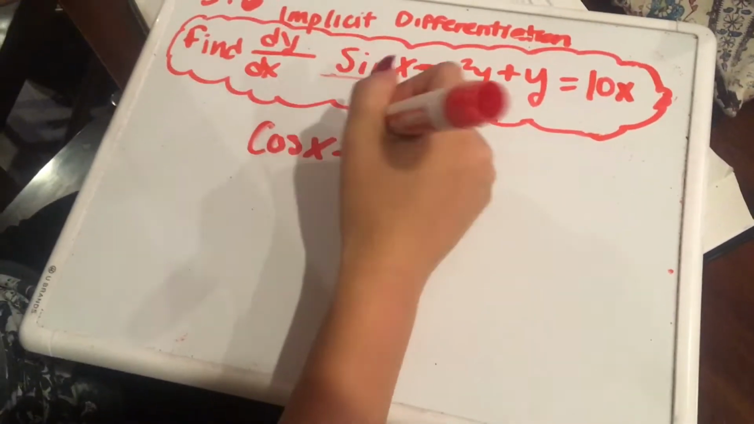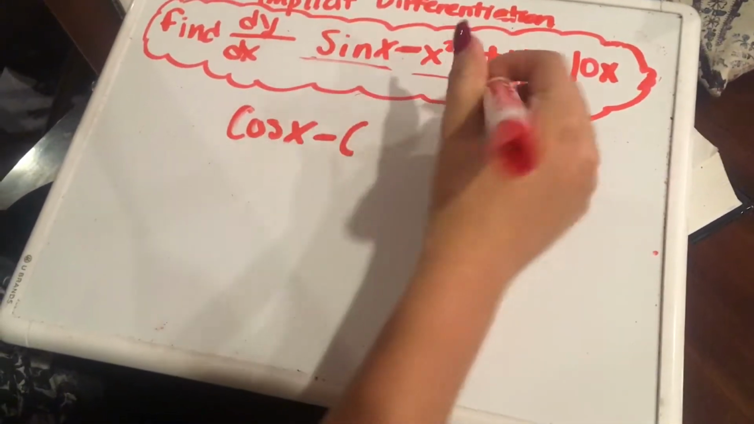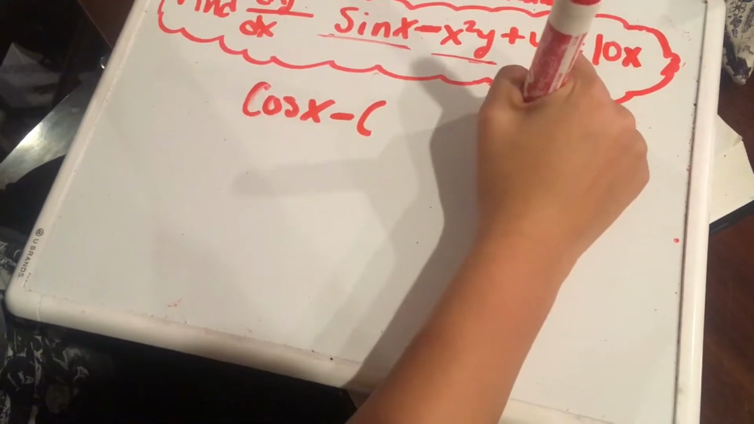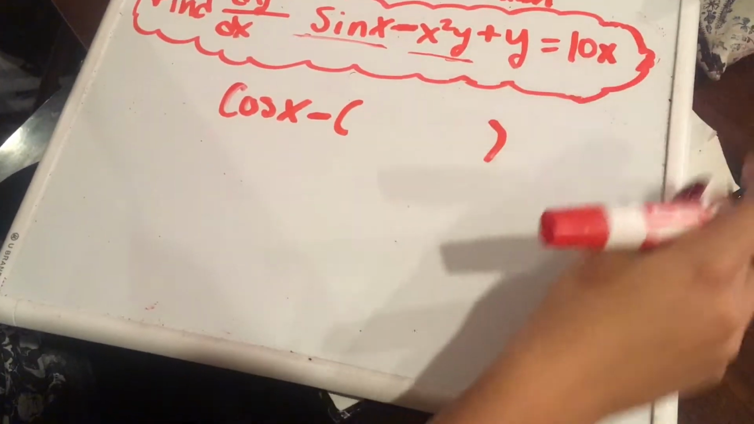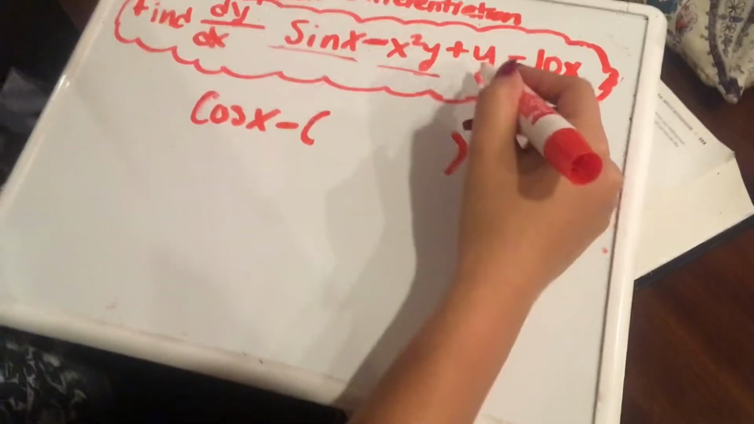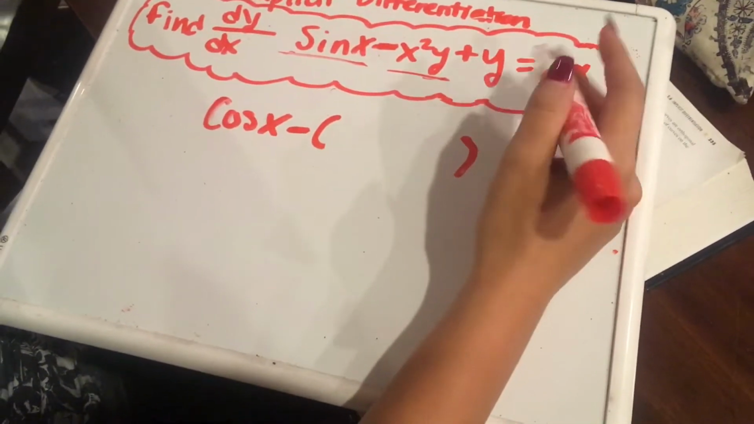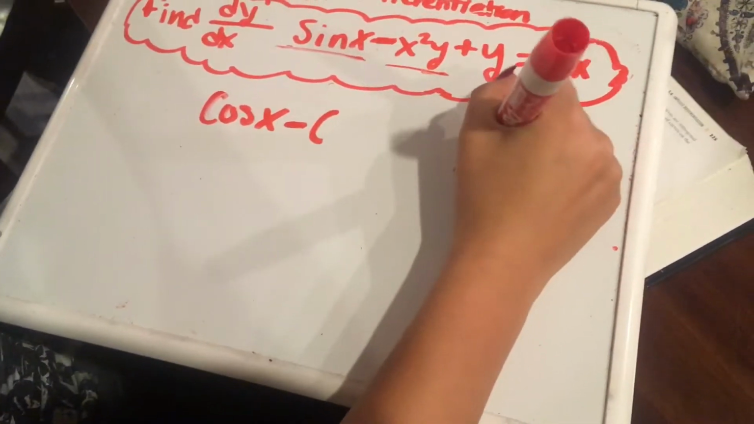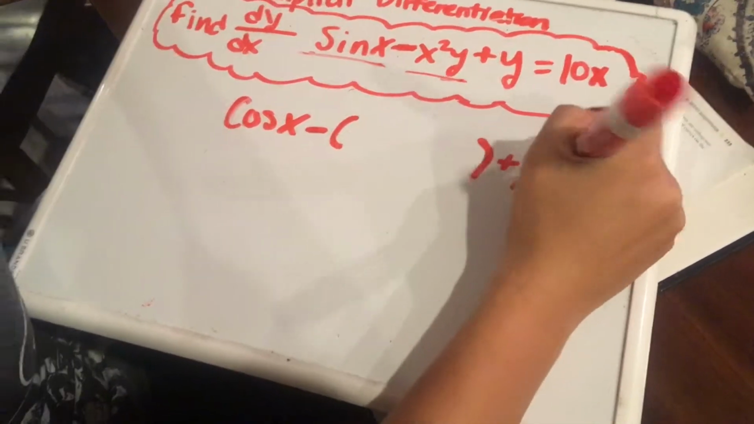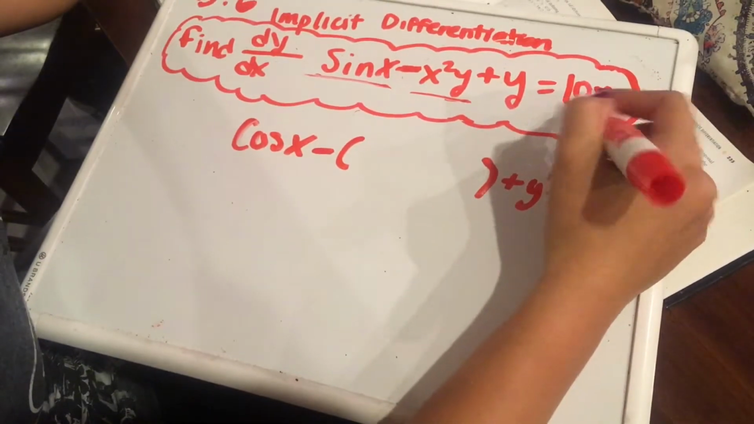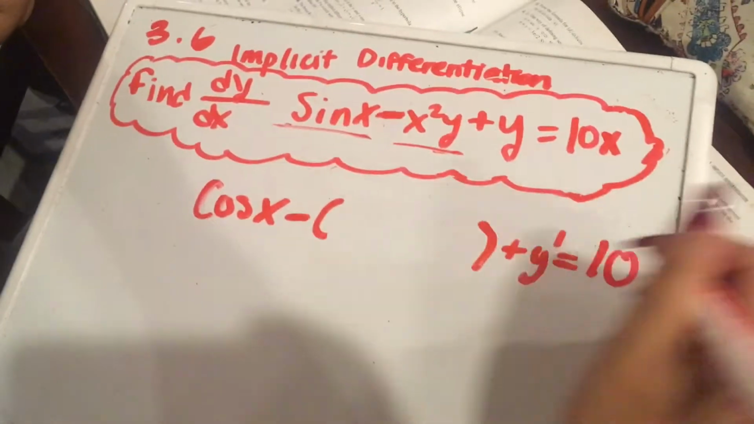So I'm just going to leave the negative sign out and put parentheses right here. Then I'm going to jump over here because this is simpler first. Since you're finding the derivative of y, you have to put the y prime. So that's just plus y prime, and then the derivative of 10x is just 10.